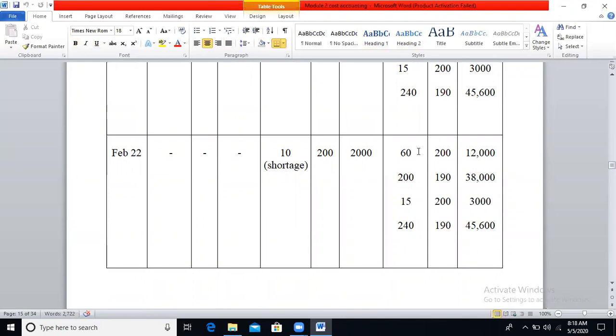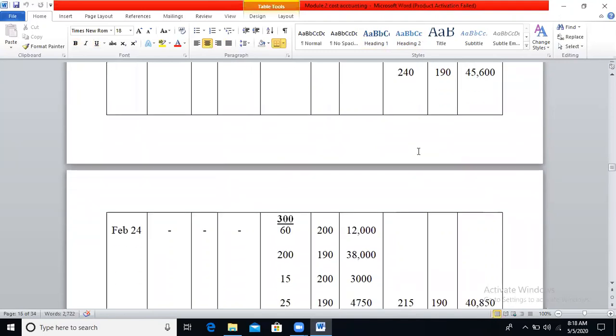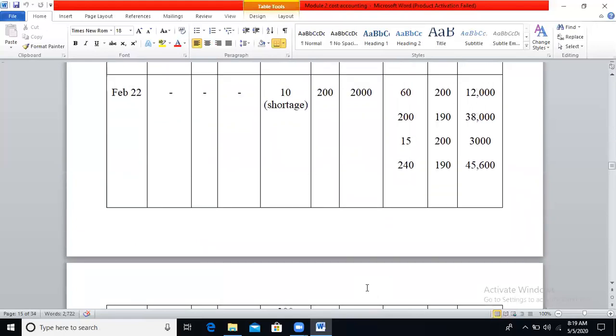So for the next batch, we will consider 200 tons. 200 tons at 190 rupees. 200 into 190, you will get 38,000. Still you want some more tons to be issued out of 300, so you will consider the next batch. The next batch we have is 15 tons. 15 into 200, you will get 3,000.